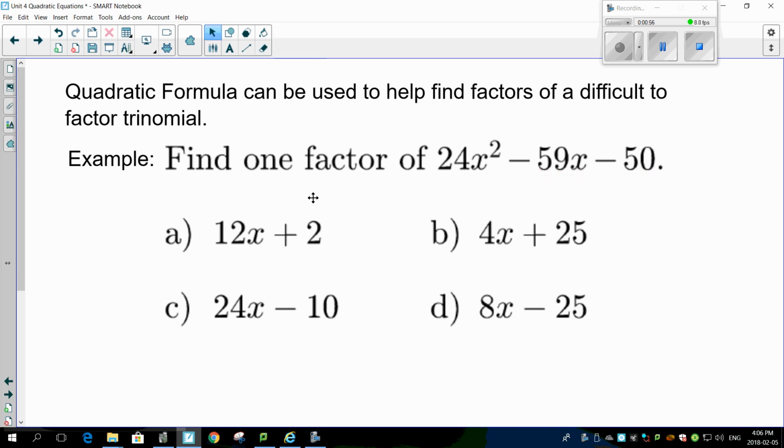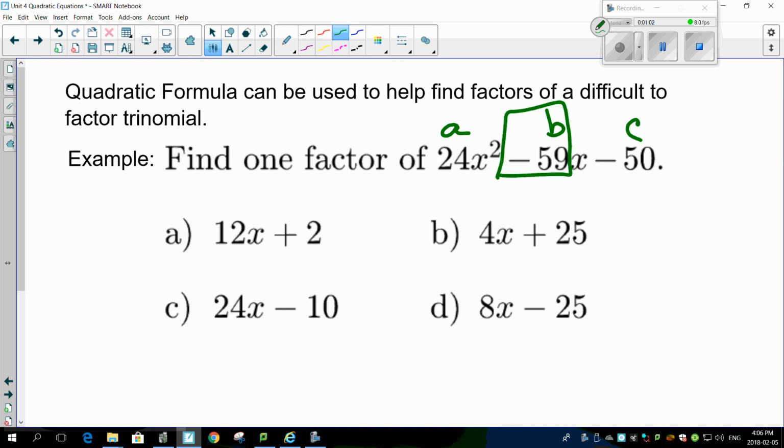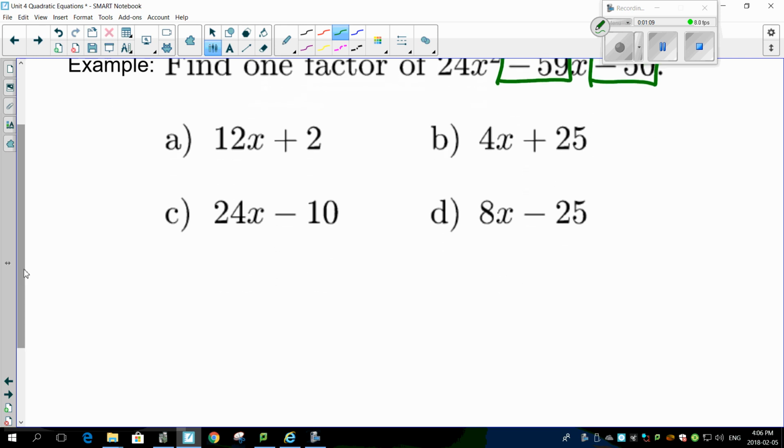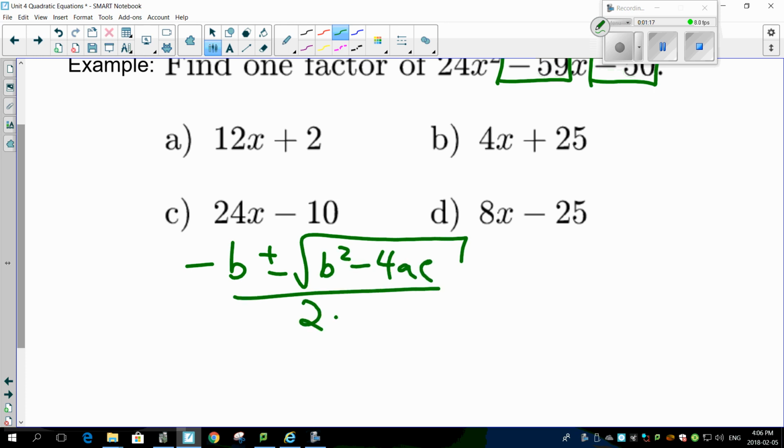with this guy, okay? So that's A, that's B, that's C. Don't forget your B is negative, your C is also negative. Let's go right into the quadratic formula. Here we go. Minus B plus or minus the square root of B squared minus 4AC over 2A. Excellent. Okay, punch in the numbers.